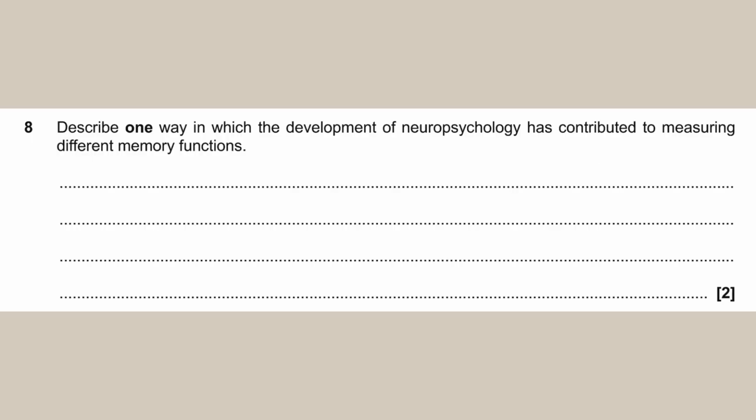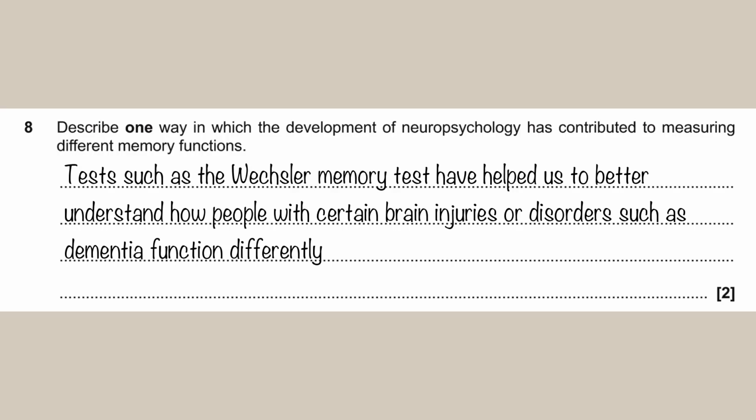For question 8, we're talking about how neurological tests have helped us to have a better understanding of memory. And so specifically, I'd be identifying a memory problem like amnesia, and I'd be saying that something like the Wechsler Memory Scale has been used in order to determine the extent of their damage compared to people who maybe don't have damaged memories. Now let's move straight into section B, sleep and dreaming.